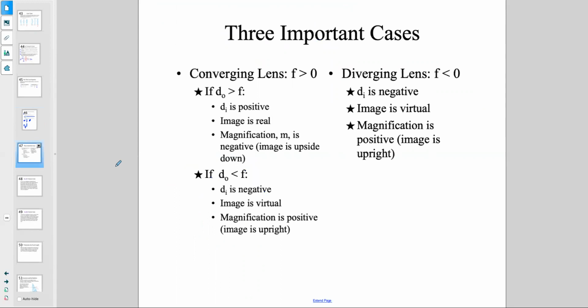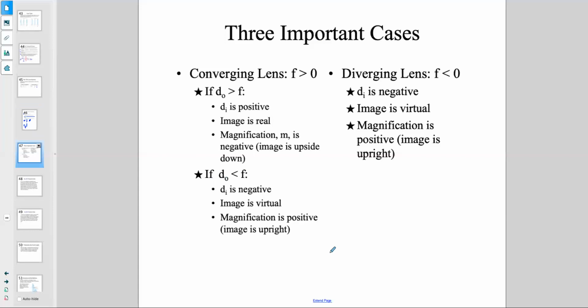Another three important cases: if you have a converging lens, so if it's positive, if do, the distance of the object, is greater than f, so the object is located at some point greater than f, then di is positive, image is real, magnification m is negative, image is upside down. And if do is less than f, meaning the object is located somewhere between the lens and the focal point, then di is negative, image is virtual. It means it's on the same side, and the magnification is positive, image is upright.